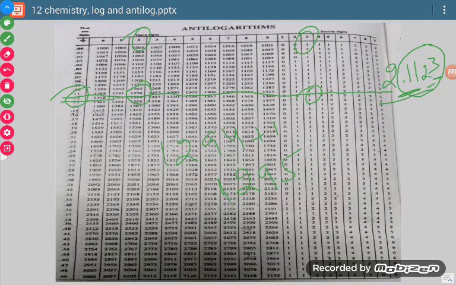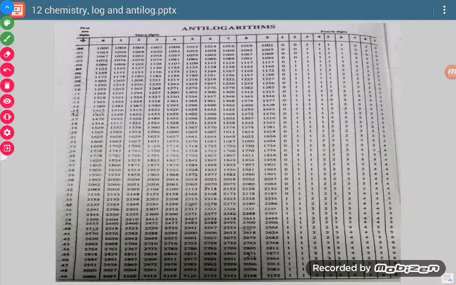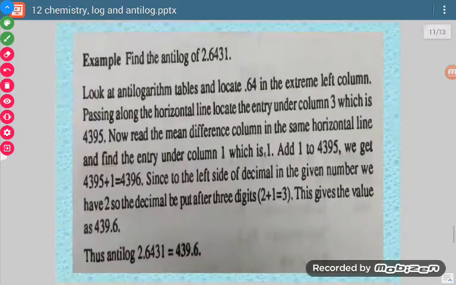Now what I will do, I will put one decimal and it will become 1.295, and I will multiply it with 10 raised to power whatever was given as the integral part, 2. So what we are getting, the anti-log of 2.1123 is 1.295 into 10 raised to power 2. Okay, so this way we can calculate the anti-log value.